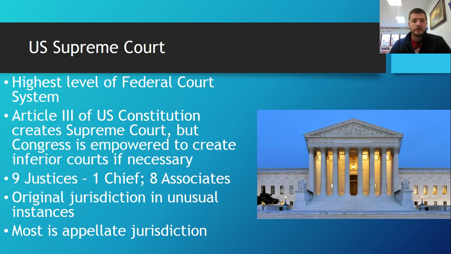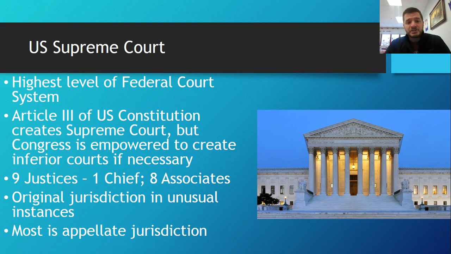Okay, the last one is the Supreme Court. That's the highest level of the federal court system. It was established by Article 3 of the Constitution that we already talked about. As I mentioned before, Congress is empowered to create the inferior courts if necessary, and we know that they already did that with the Judiciary Act of 1789.